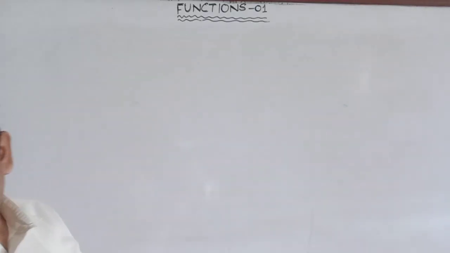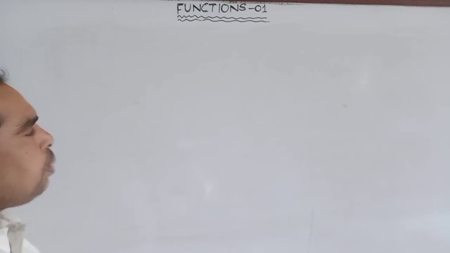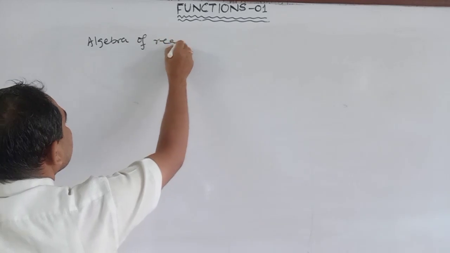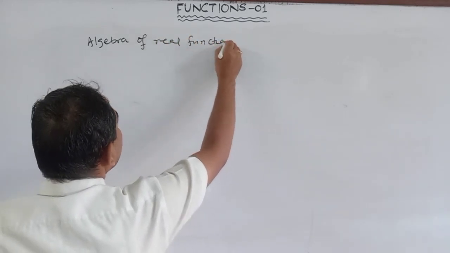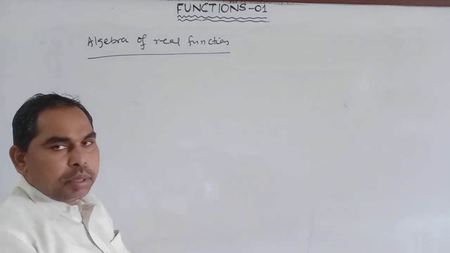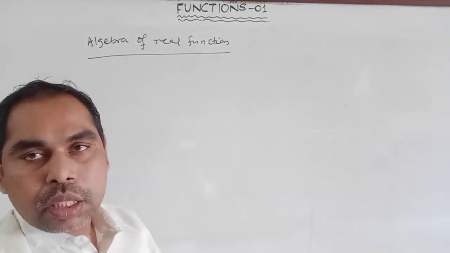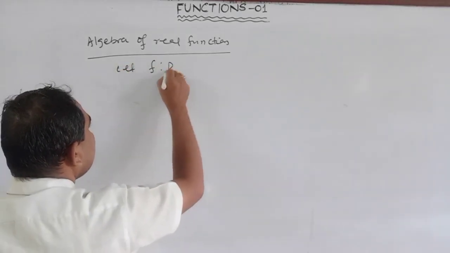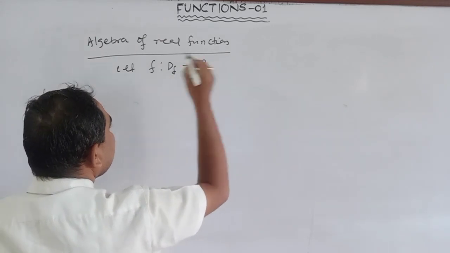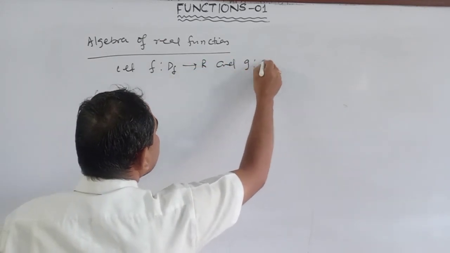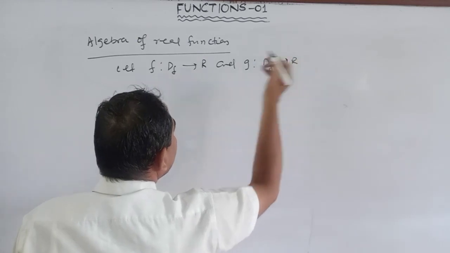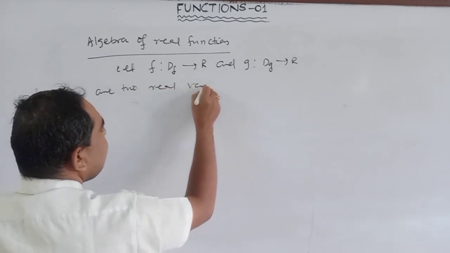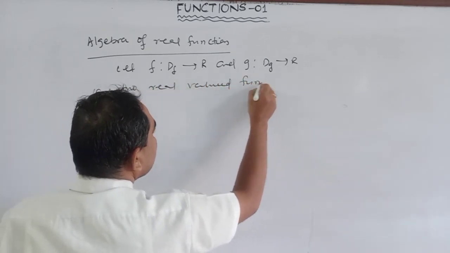Algebra of real valued functions. Algebra means addition of two functions, subtraction of two functions, multiplication of two functions and division of two functions. Let f such that domain of f to real number R and g such that domain of g to real number R are two real valued functions.